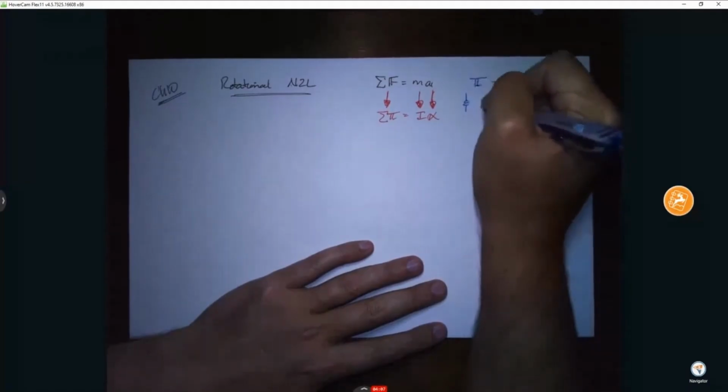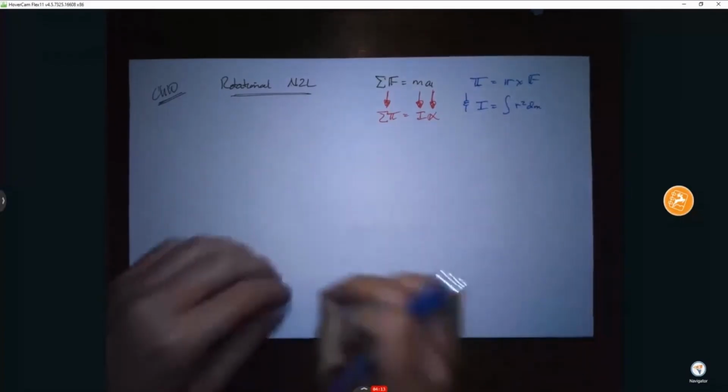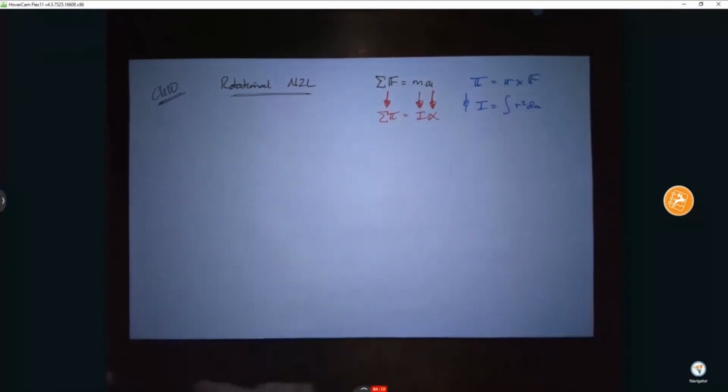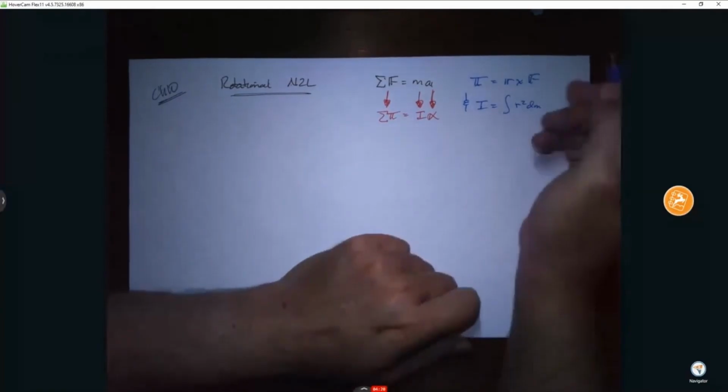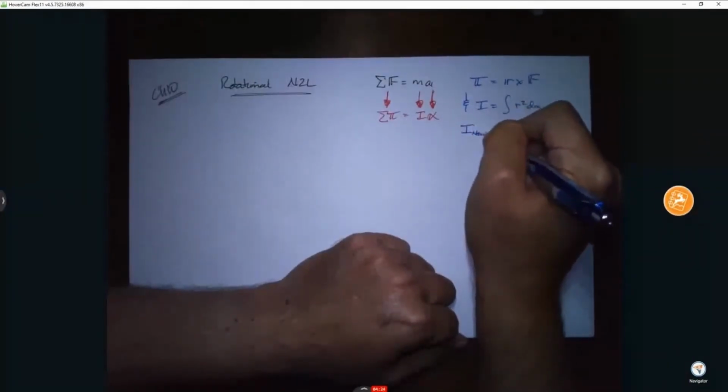And then in general, our moment of inertia is the integral of r squared dm. We showed how to do that for the rod, and I did two different ways, the center and then the end. And then, oh yeah, we should write down the parallel axis theorem.